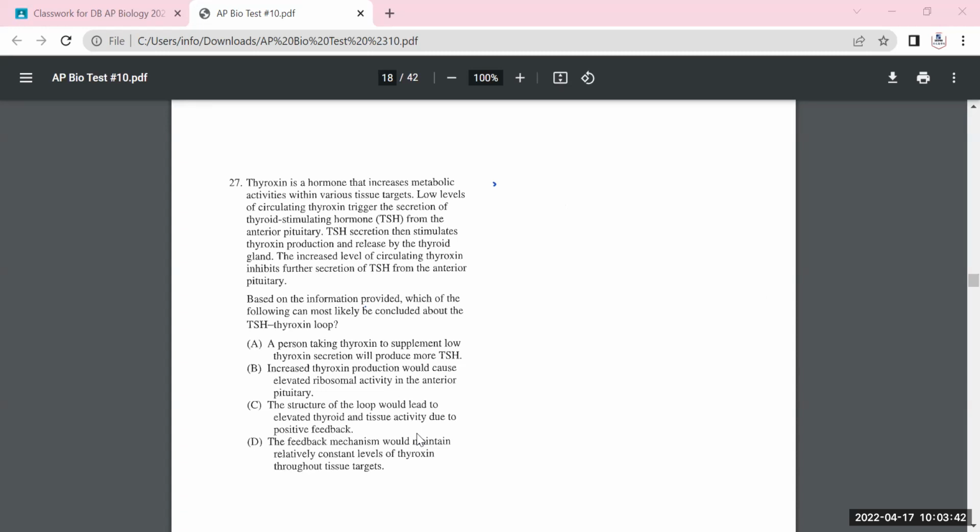Based on the information, what do we know about the TSH thyroxine loop?